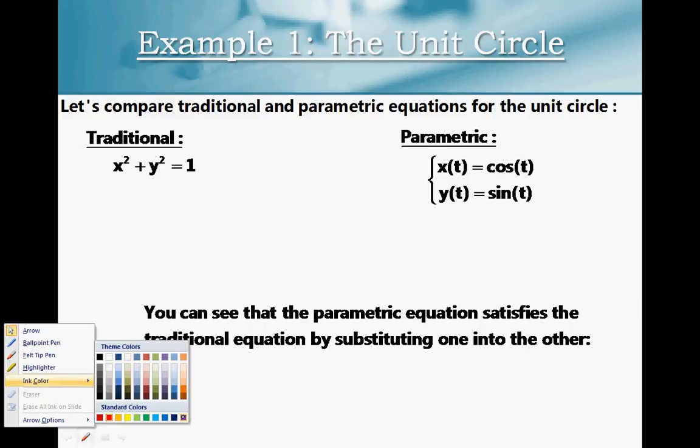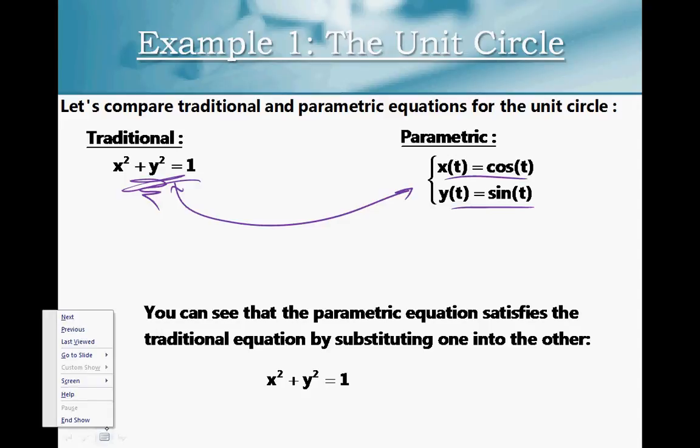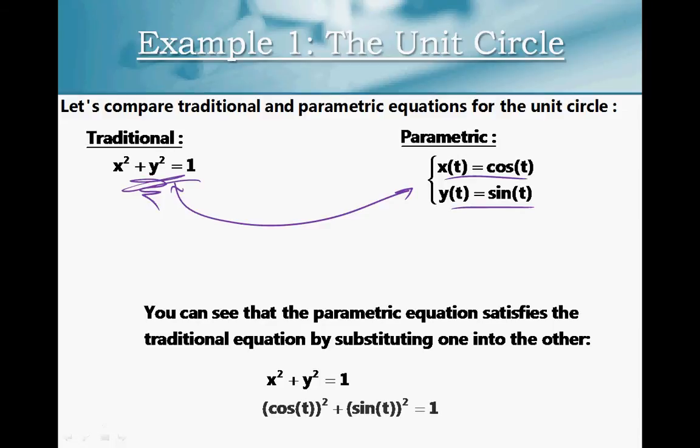One thing you're going to be able to tell, which is kind of neat, is you can prove to yourself that these 2 equations are synonymous, that they describe the same mathematical phenomenon. If you take this x of t and this y of t and substitute them into the traditional formula, you can see that one equation satisfies the other. So x squared plus y squared equals 1. Replace x with the cosine of t, replace y with the sine of t. Well, that's our traditional Pythagorean identity, right?